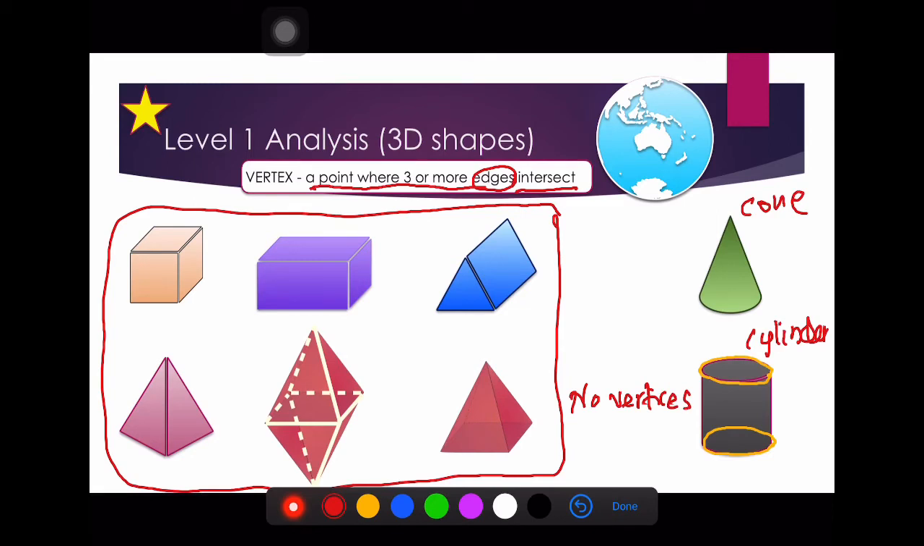Now for a cone, the edge is here, between the curved surface and the flat surface. However, we have an apex over here, which is a point, and this is a vertex. So a cone has one vertex. We will find out how this cone actually has this vertex in the later part of this video lecture.